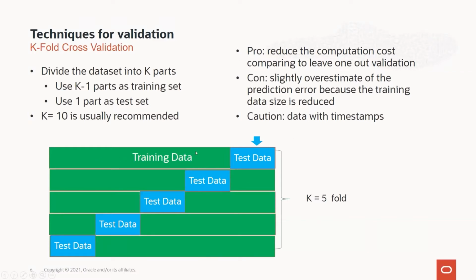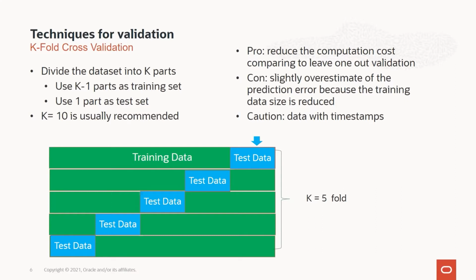But the drawback is that it slightly overestimates the prediction error. Because previously you were using most of the training data, and right now you are losing one fold of training data. So in this case you have fewer data for training, and you potentially overestimate the prediction error, but it's okay. It's a price we pay, something we can accept. Usually, empirically, k equal to 10 with some stratified sampling on the target is highly recommended.